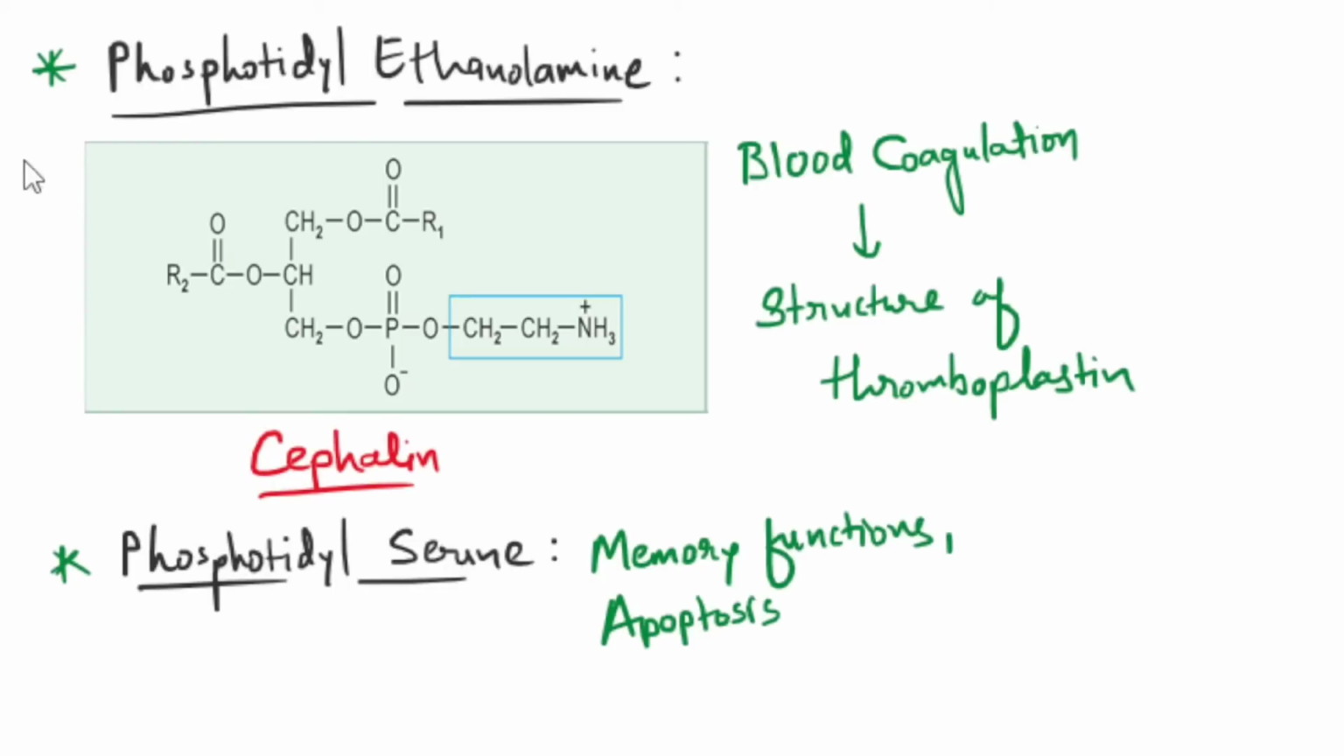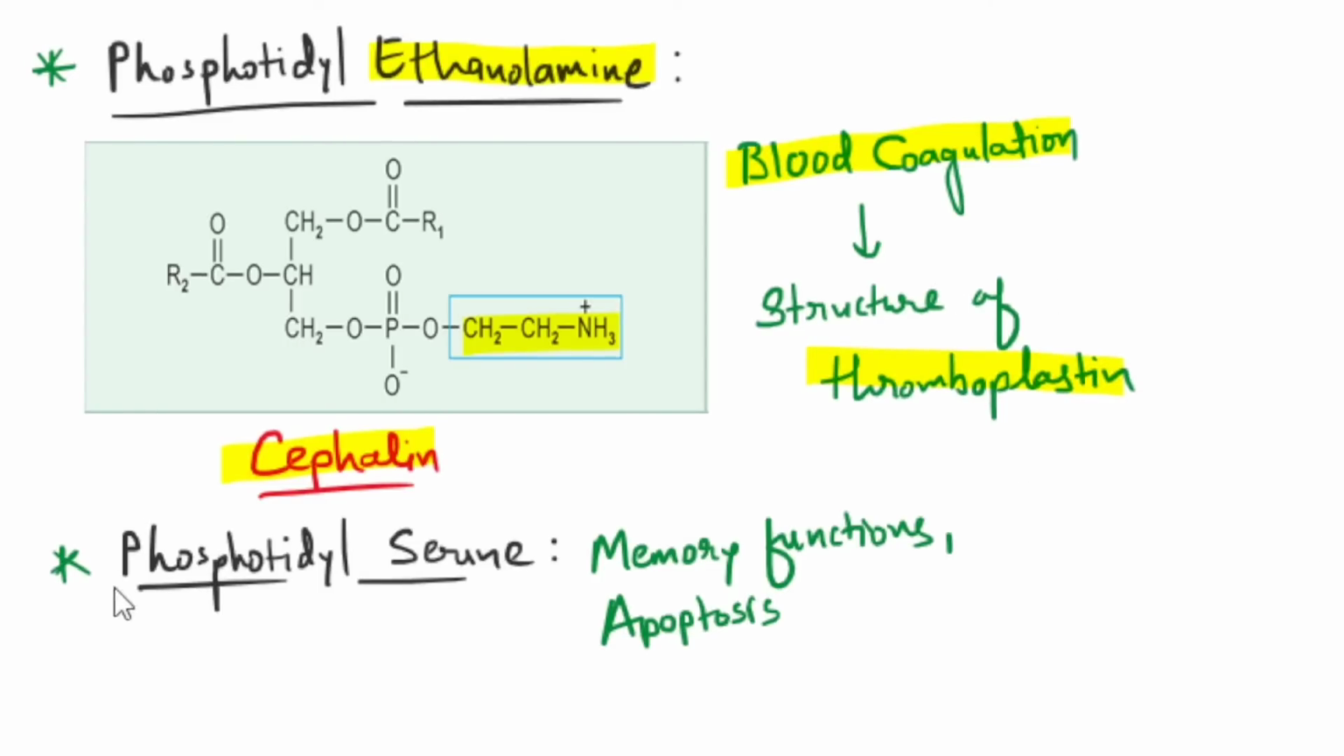After phosphatidyl choline, next is phosphatidyl ethanolamine. It is also called cephalin. Here the nitrogenous base is ethanolamine. They are found in biological membranes and possess amphipathic properties. They have a role in blood coagulation. They accelerate blood clotting as they share the structure of thromboplastin, which is essential for blood clotting.